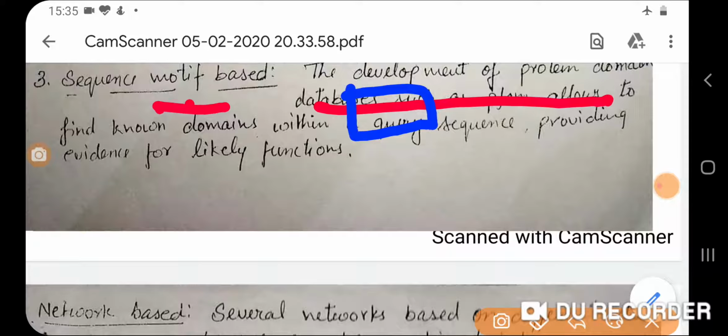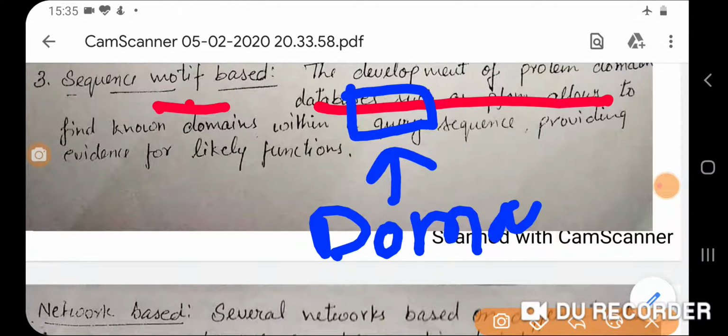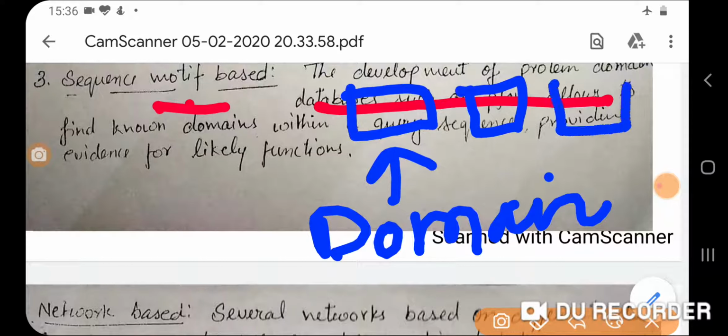Then you will ask, sir, what is a domain? Yes, it is a domain. Now it is confusing. What is the difference between motif and domain? When the domain is repeated so many times in the sequence, it is known as a motif. So it is a domain, and it is a motif when it is repeated so many times in a sequence.